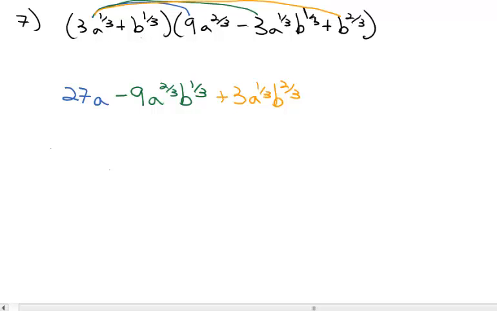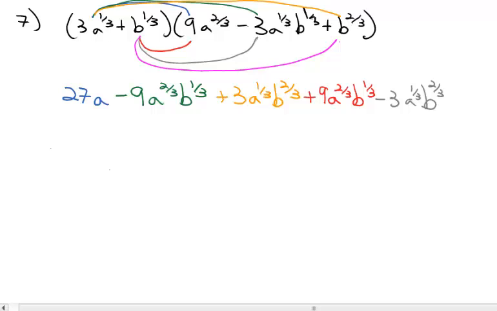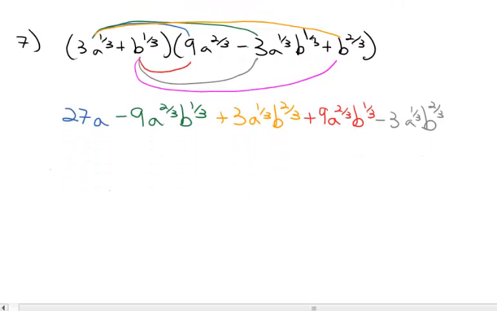Now we'll distribute the b to the 1/3. When we multiply by 9, we get a positive 9, a to the 2/3, b to the 1/3. And then when we distribute onto the -3, we get -3 a to the 1/3, b to the 1/3 plus 1/3 is 2/3. And finally, plus b to the 1/3 plus 2/3 is 3/3, or 1.